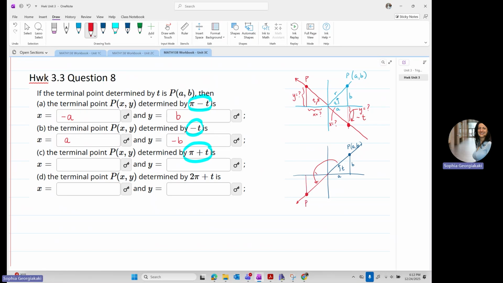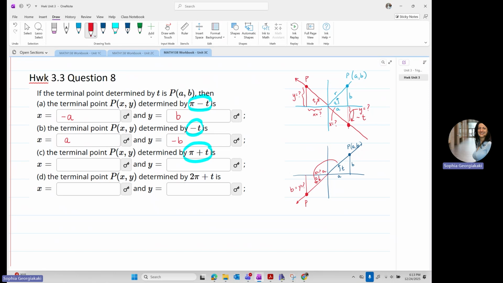And I want to know what this X is equal to and what this Y is equal to. Again, the triangles are congruent, so this reference angle is equal to T. Therefore, the opposite will still be B. The adjacent will still be A, except maybe for the signs.